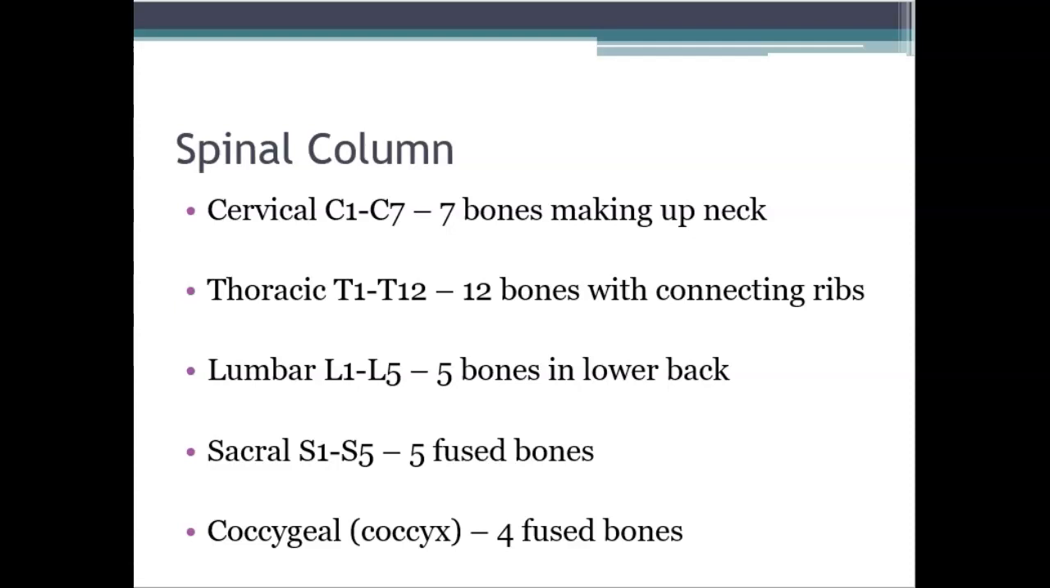Cervical means C1 through C7, 7 bones making up your neck. Thoracic, T1 to T12, 12 bones with connecting ribs. Lumbar, L1 to L5, 5 bones in your lower back. Sacral, S1 to S5, 5 fused bones. And the last one, coccygeal or coccyx, 4 fused bones.